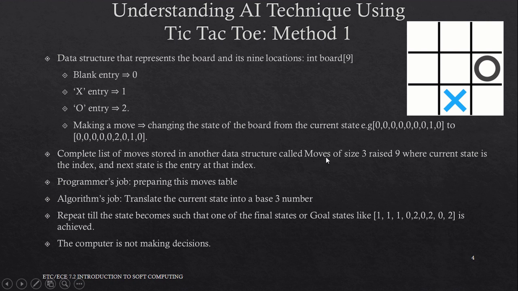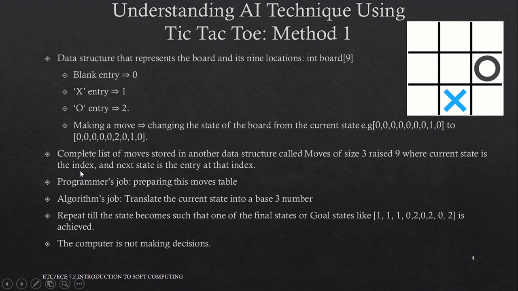Since 0, 1 and 2 are a total of 3 values, and the array is a 9 element array, obviously there will be 3 raised to 9 possible states, 3 raised to 9 total possible states of the board. We can have an array of size 3 raised to 9, where the current state becomes the index into the array, and the next move to be made is the entry at that index.